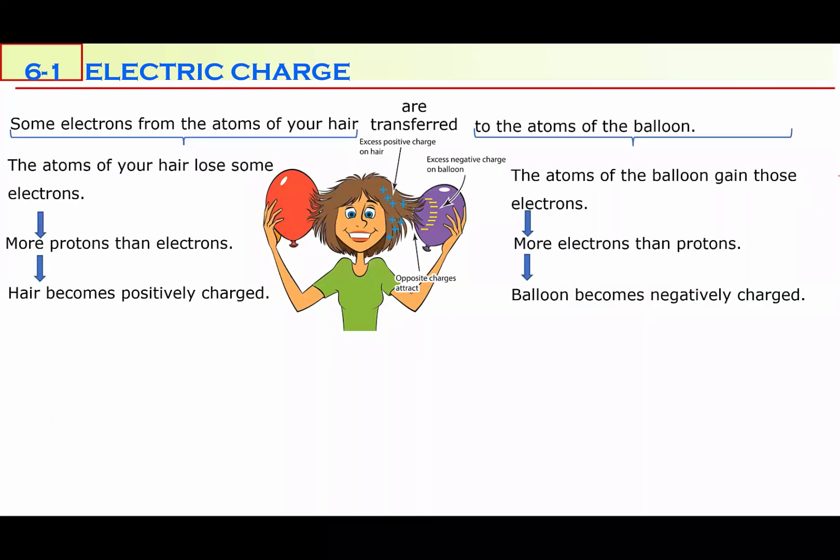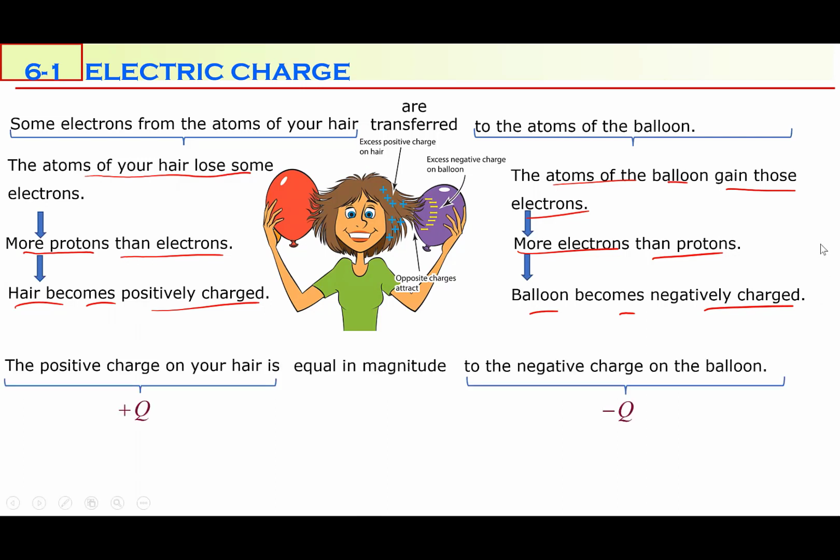When you rub a balloon with your hair, some electrons from the atoms of your hair are transferred to the atoms of the balloon. And, of course, the atoms of your hair lose some electrons. Of course, the atoms of the balloon gain those electrons. And in your hair, there will be more protons than electrons. More protons means the hair becomes positively charged. But on the balloon, there are more electrons than protons. That's why the balloon becomes negatively charged.